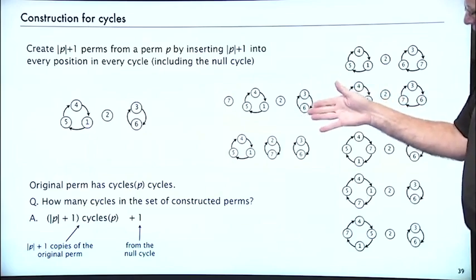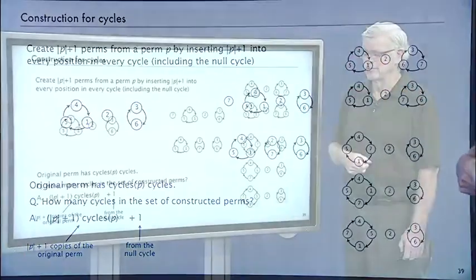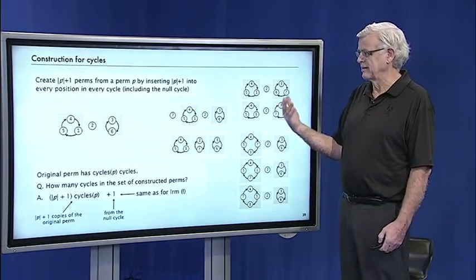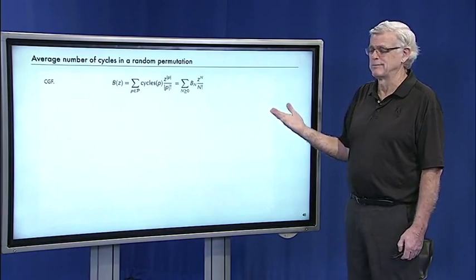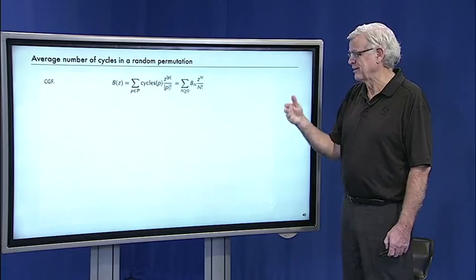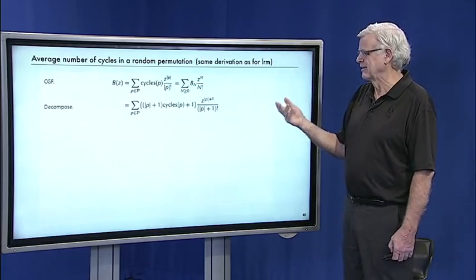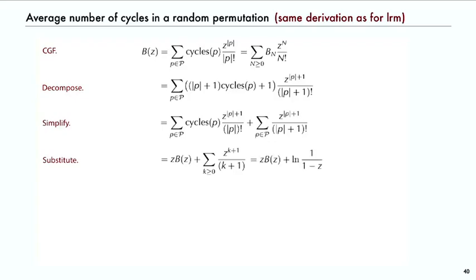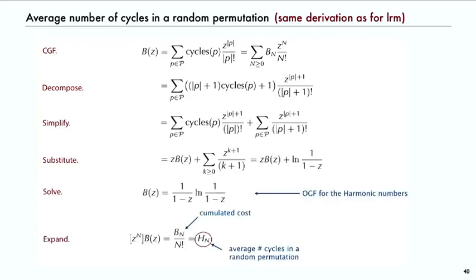So immediately now you can see that's exactly the same relationship that we had for left to right minima. And so what that means is the derivation is going to be exactly the same. Instead of LRM, I wrote cycles, but it's the very same derivation. We apply the construction and use that to essentially reorder the terms in the sum. Then the generating function also has to equal that expression. And then it simplifies in exactly the same way to get down to the harmonic numbers. Average number of cycles in a random permutation of size n is h sub n.